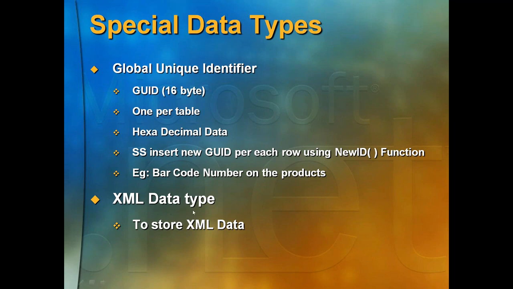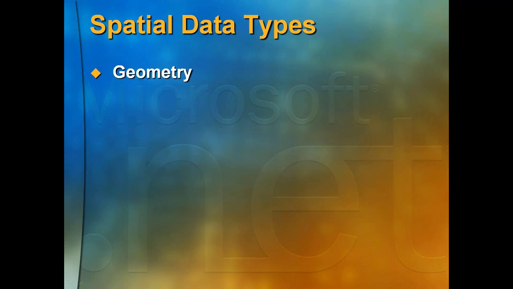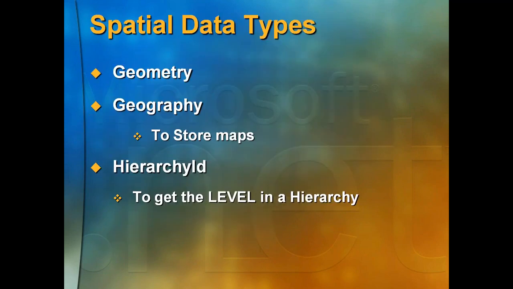Now we have XML data. But before talking about XML data, let me talk about spatial data. When you book an Uber cab, and you have some map data, a database can also store mapping data with the help of geometry and geography. So the route data and maps data can be stored in your databases with the help of these two. And hierarchy data also you can have.